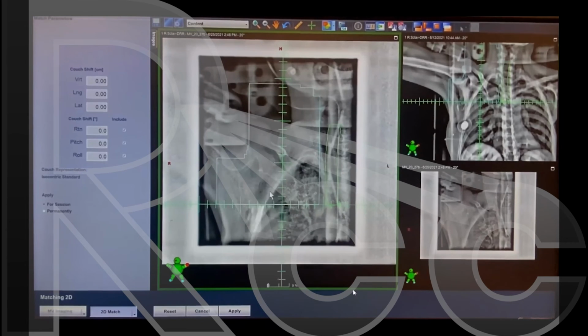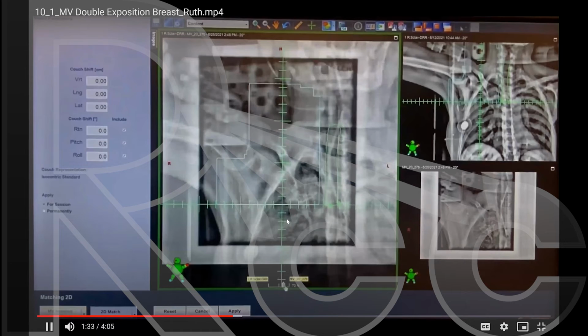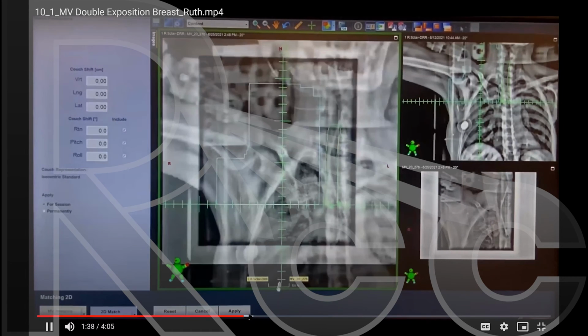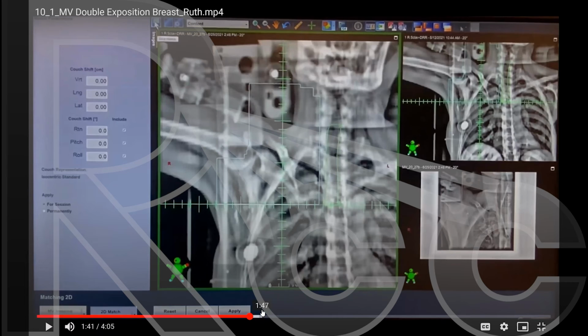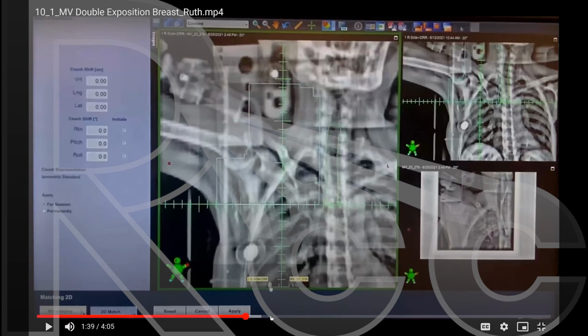And now the user is using some of those visualization tools. So that little slider bar across the bottom is fading in and out the treatment image in comparison to the DRR. So you can see now we're all showing DRR. Rewind a little bit here, and they go back and forth between the DRR and the portal image. So it's a way to visualize and make sure that the bony anatomy is lining up.